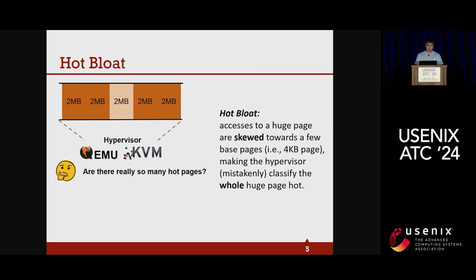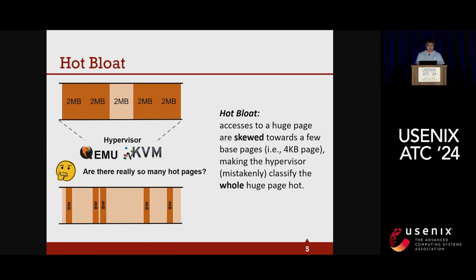Things get worse when the access to a huge page is skewed towards a few base pages. The hypervisor will mistakenly classify the whole huge page as hot due to the shared access and dirty bits. Additionally, if there are many such skewed-access huge pages, the hypervisor might think the whole memory of the VM is hot, but in fact, only a few base pages are frequently accessed. We call this phenomenon hot bloat.